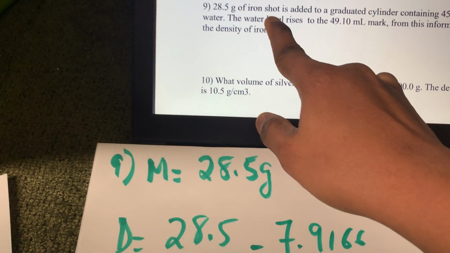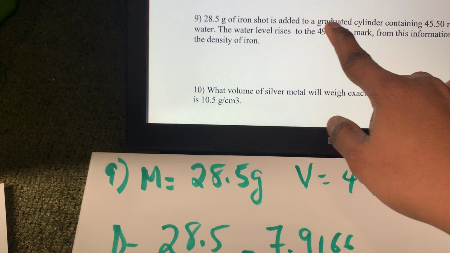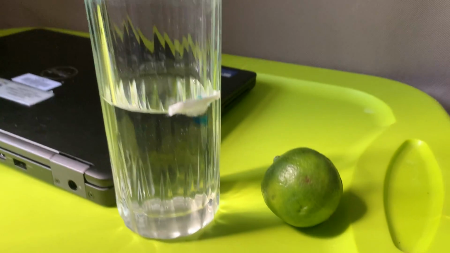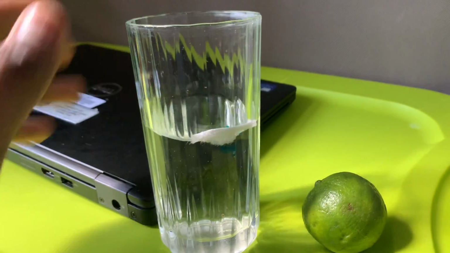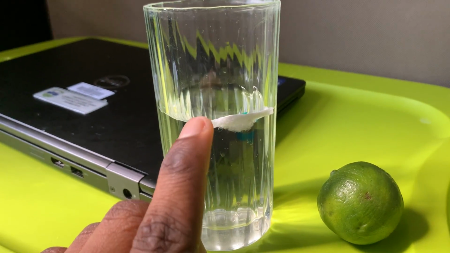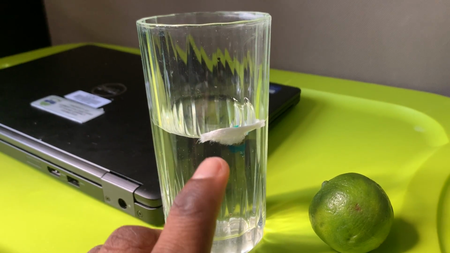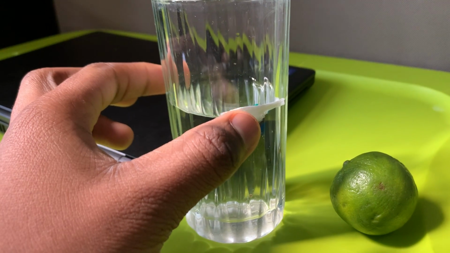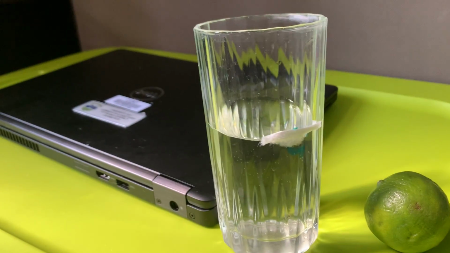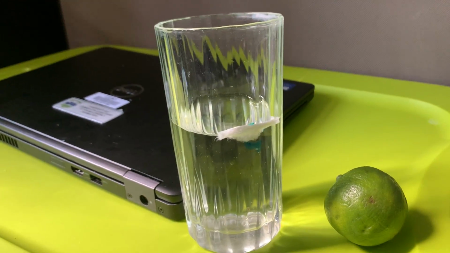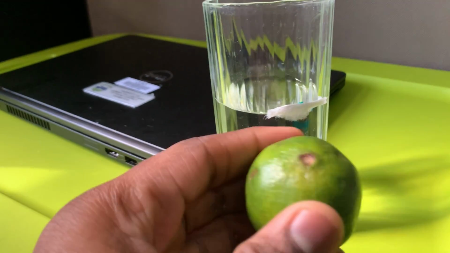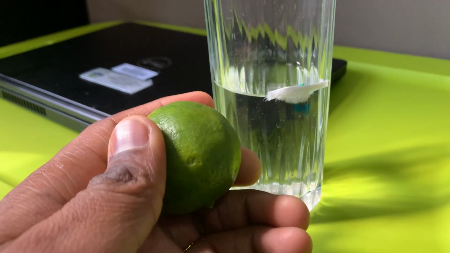What they say is that we have a graduated cylinder that contains water. So I'm going to use a basic explanation on this. Let's say this is my cylinder, and then I have water inside. Based on the problem, the water is 45.50 milliliter. Let's say it's over here. Now let's say this is our block. I want you to look at this as a block. It's not a lemon, it's a block.